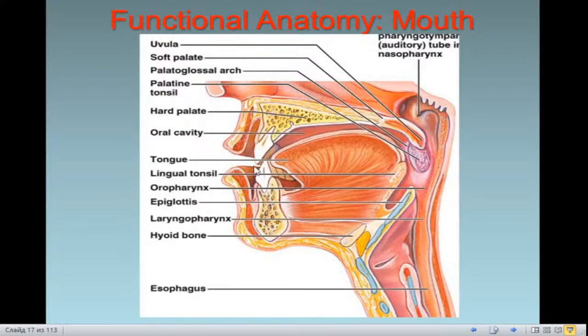Behind the lips there are the teeth. In between the lips and the cheeks from one side anteriorly, and teeth and gums posteriorly, this cavity is called vestibulum oris, or oral vestibule. So in general we can say that oral cavity is divided into oral vestibule and oral cavity proper. Oral vestibule is in front of the teeth, oral cavity proper is behind the teeth.